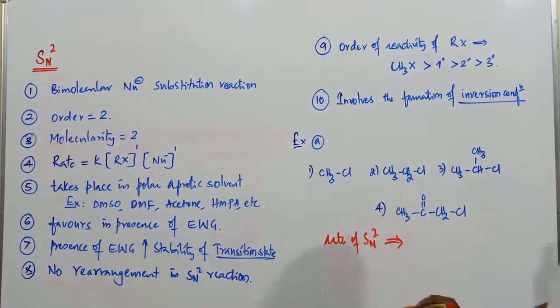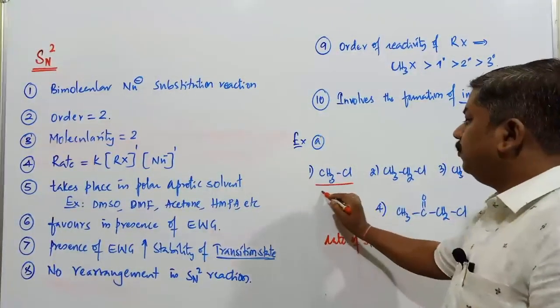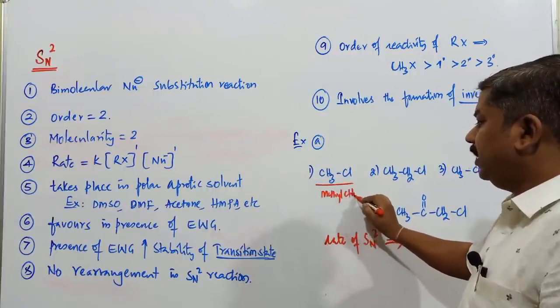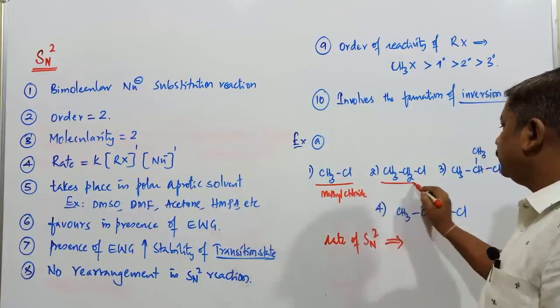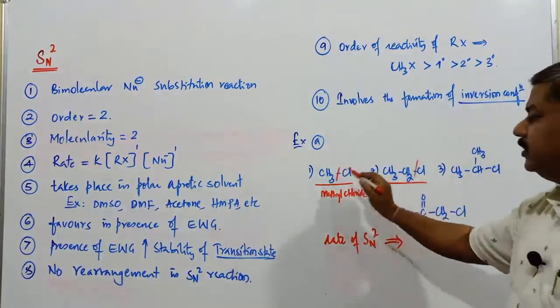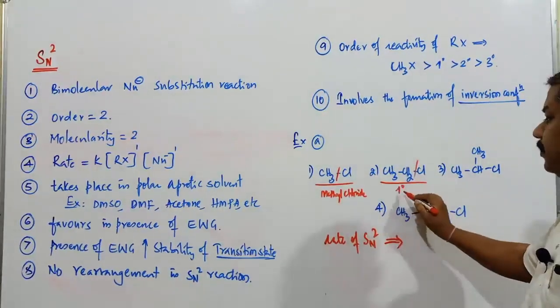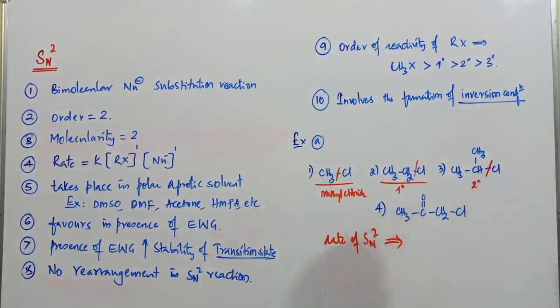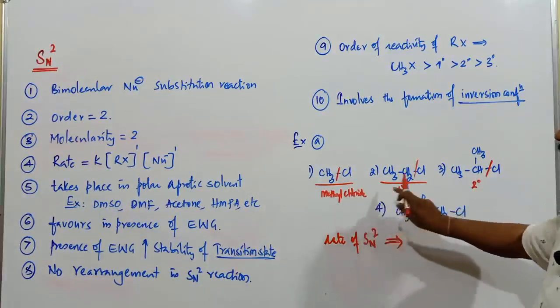Let us analyze these compounds. This one is very simple, the primitive methyl halide, methyl chloride. In the next one, a bond is cleaved here, and this forms a primary alkyl halide. Now here this bond is cleaved, which means it forms a secondary alkyl halide. So this is methyl, primary and secondary.